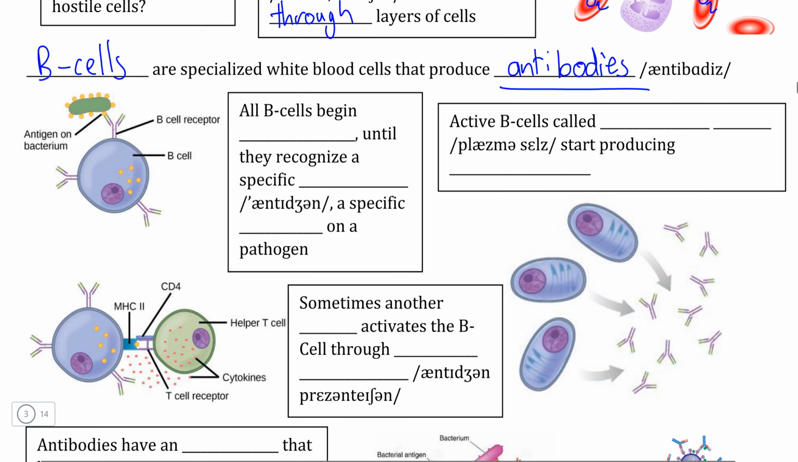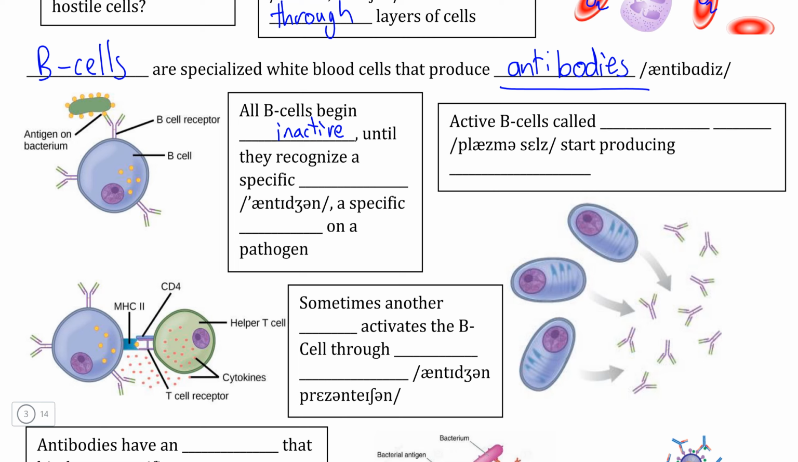So B cells are so specialized that they actually begin inactive. Most of the B cells in your body are basically just sitting there waiting to be activated, because the amount of energy that B cells require in order to produce antibodies is quite substantial, and therefore keeping them on all the time is not an efficient use of the body's energy resources.